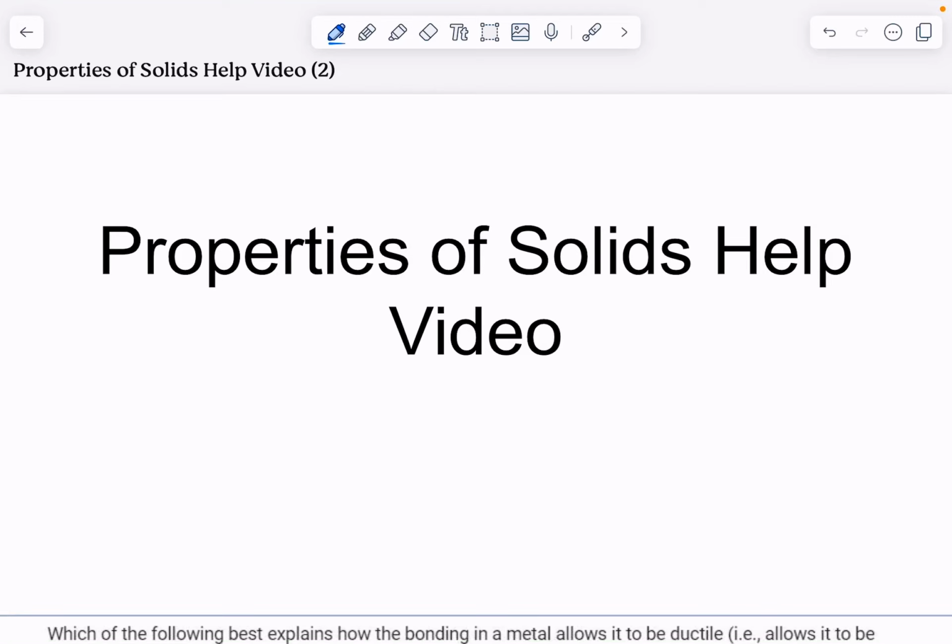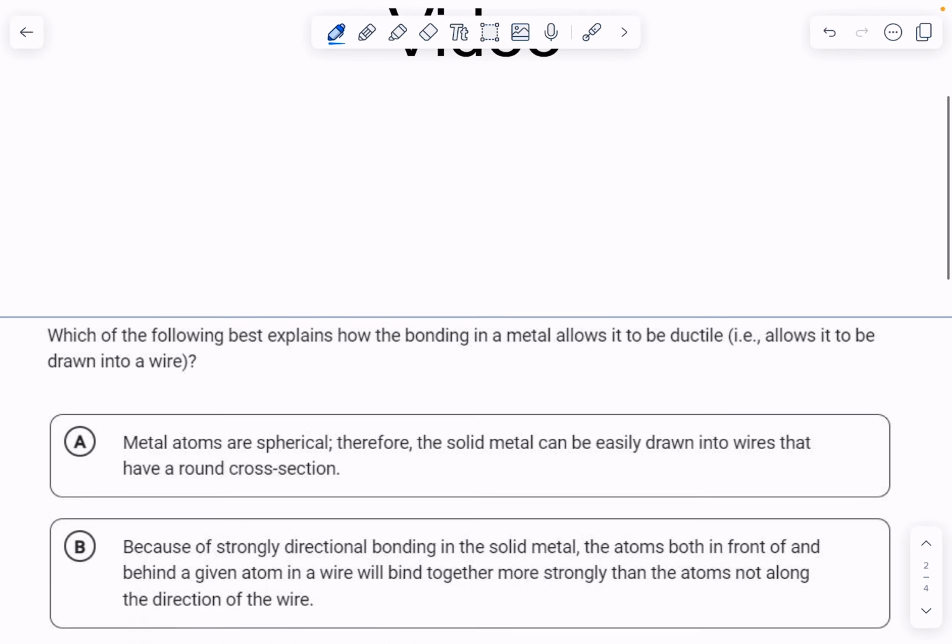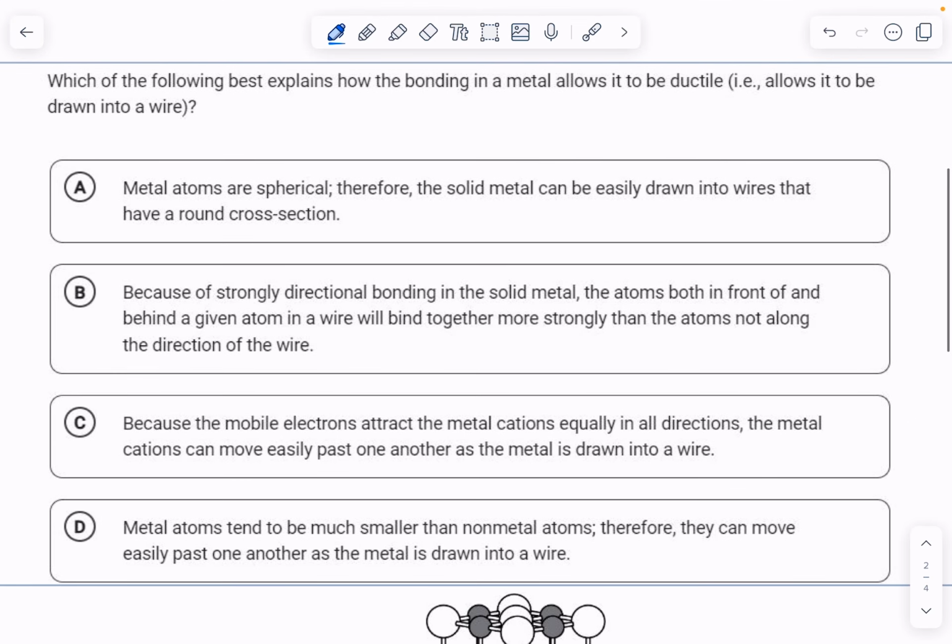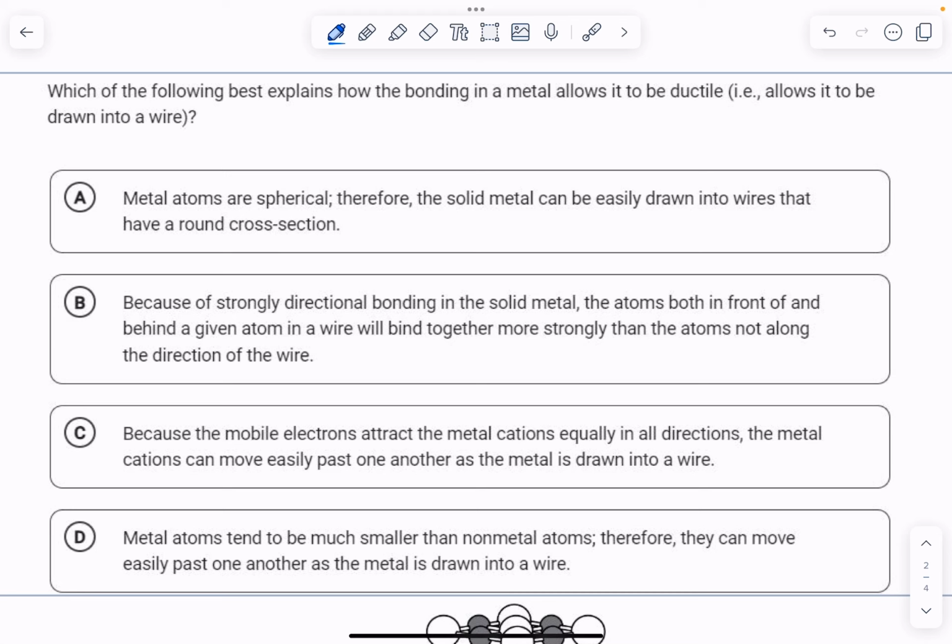Alright guys, in this video we're going to be looking at some of the solids and the properties of solids and some questions that go with those. So here's a multiple choice question. Which of the following best explains how the bonding in metal allows it to be ductile? Ductile means it's allowed to be drawn into a wire.